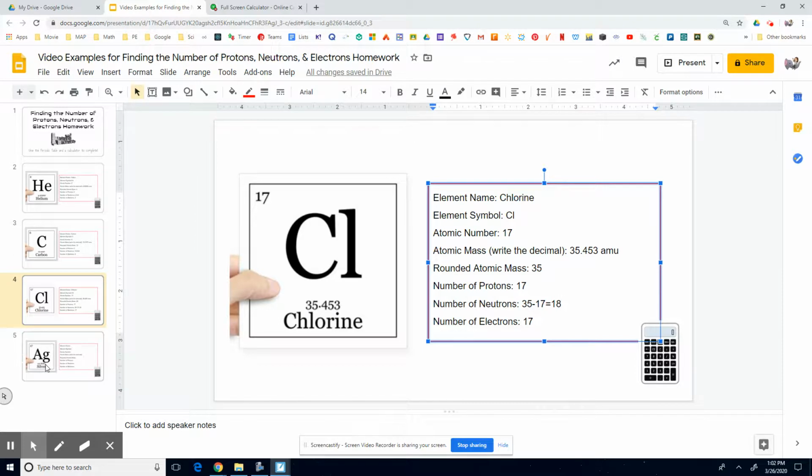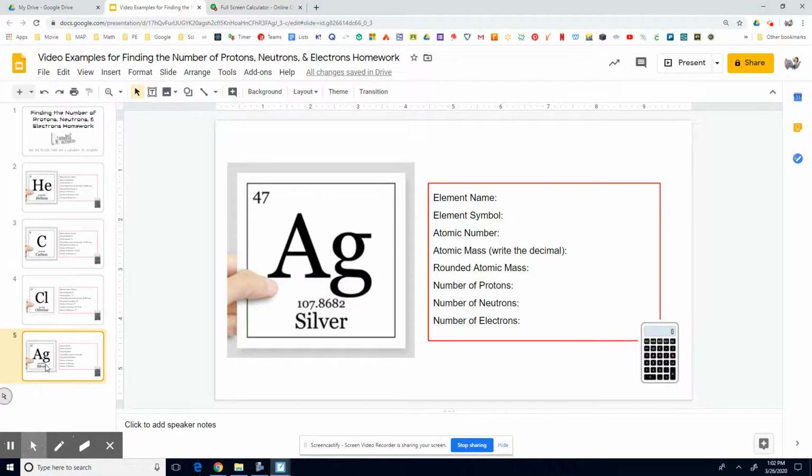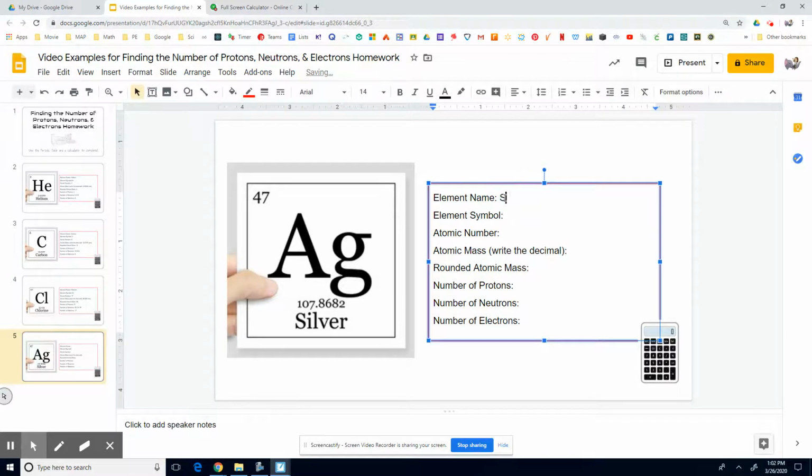All right, last example problem is silver. So silver gets a little bit bigger. Look at the numbers, 47 and 107.8682. Those are much bigger numbers than we used before. We can do this. All right, the element name, silver. Its symbol, Ag, capital A, lowercase g. The atomic number is this one up in the corner. It's number 47. That's got a lot of protons in the nucleus. 47 protons in the nucleus.